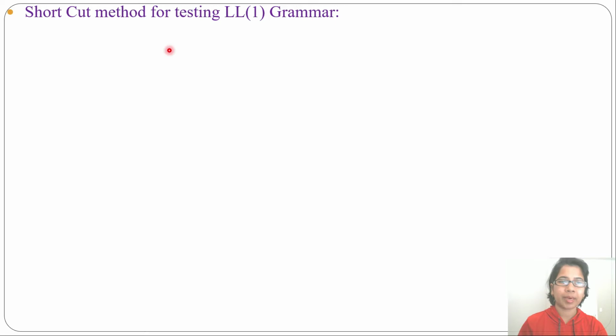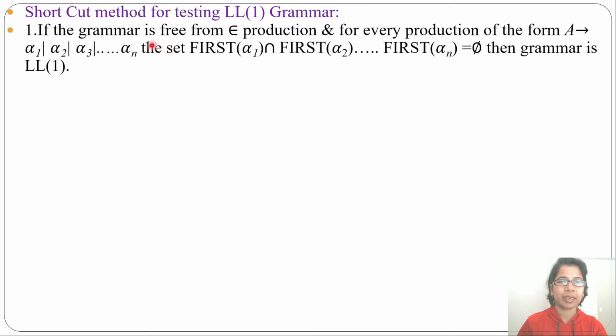Rather than constructing the parse table, how can you say whether this grammar is LL1 or not? There are some shortcut tricks. You can follow the shortcut trick and check whether the grammar is LL1 or not without constructing the parse table. First shortcut trick: if the grammar is free from epsilon production and every production is in the form A derives alpha 1, alpha 2, alpha 3 up to alpha n, and first of alpha 1 intersection first of alpha 2 up to first of alpha n is phi. Phi means there is no common element. Then the grammar is LL1.